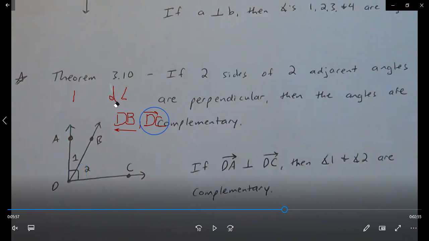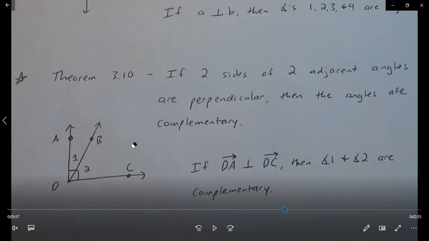Then theorem 3.10 tells us that when two sides of two adjacent angles are perpendicular, then the angles are complementary. And remember that the word complementary means equal to 90 degrees. And remember the sign which I gave you in our class, that for the word complementary, we can close this one, and then complementary means that their measure equals 90 degrees. So please don't forget this and don't confuse complementary and supplementary angles.